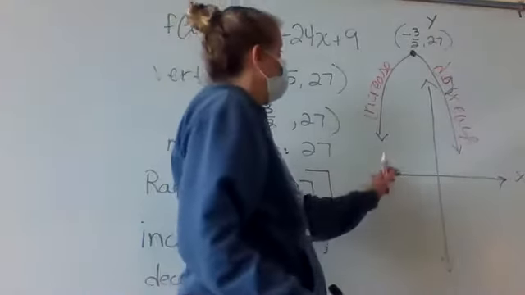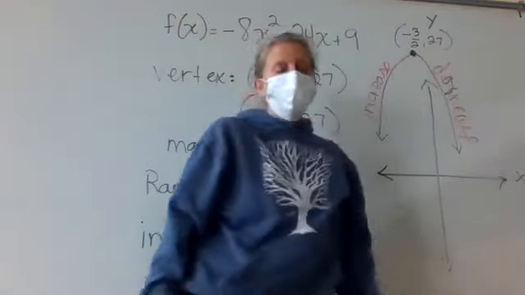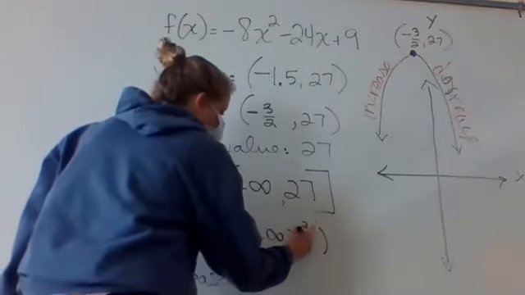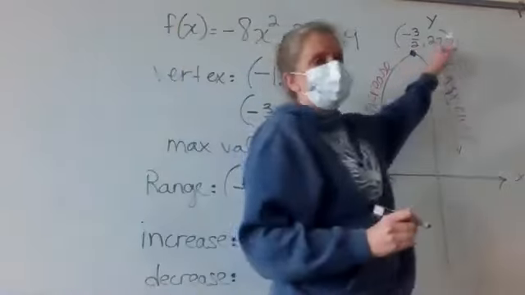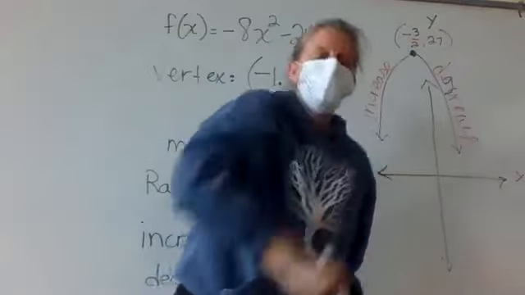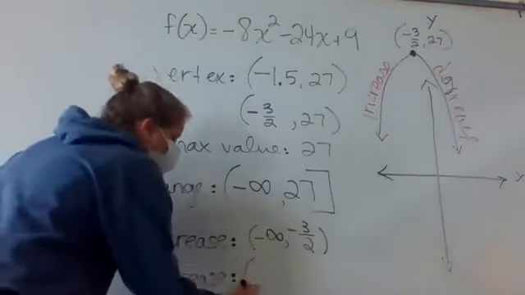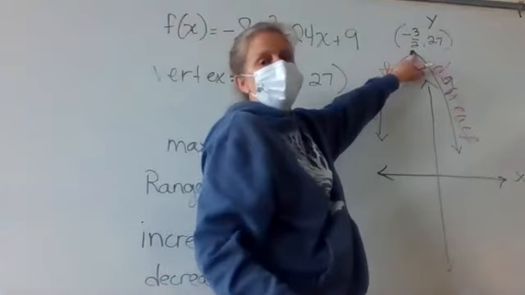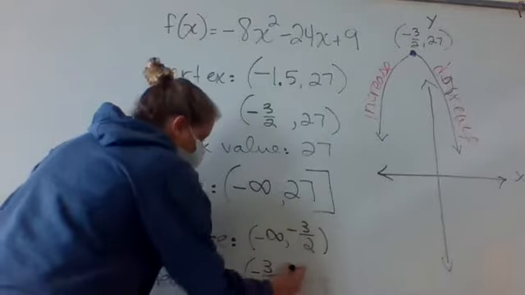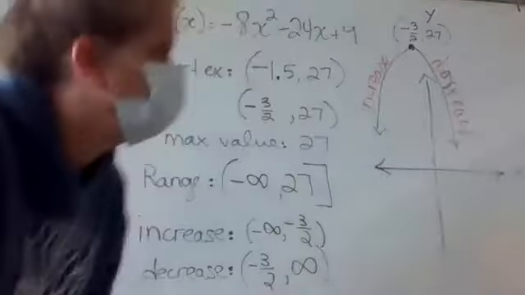So it starts at negative infinity and goes up until it gets to what? Negative 3/2. So from negative infinity to negative 3/2, the parabola is increasing. Once it hits that negative 3/2, what does it start doing? It decreases. So where does it start decreasing? It starts decreasing at negative 3/2. And it increases forever to the right. So keeps going up. Coming down.